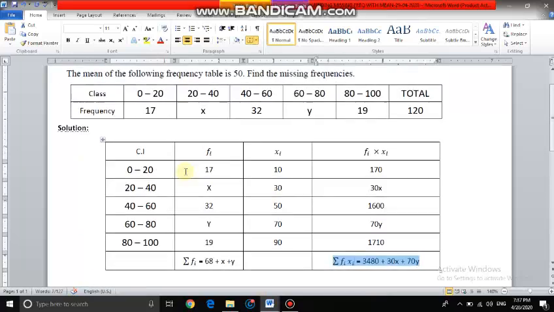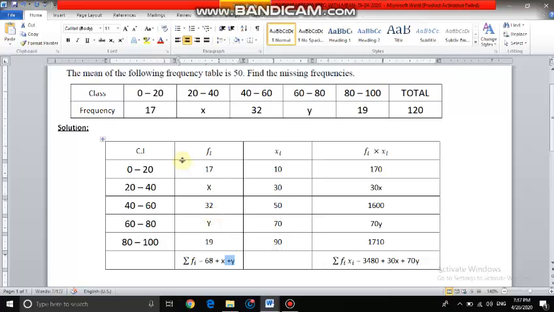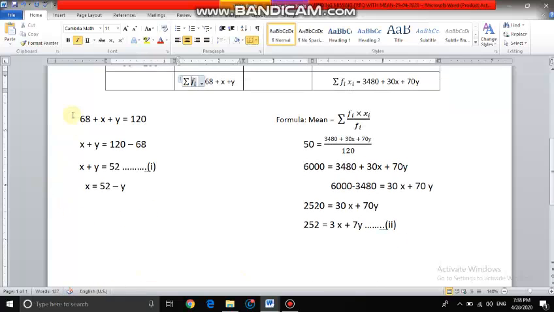Now here you have the sum of frequencies. If I add all these numbers, 17 plus 32 is 49, 49 plus 19 is 68, plus x plus y. This is the sum of the frequencies. I got it by adding the given frequencies, but they have also given the sum of the frequencies as 120. So both must be the same. That's why I have taken 68 plus x plus y equals 120.